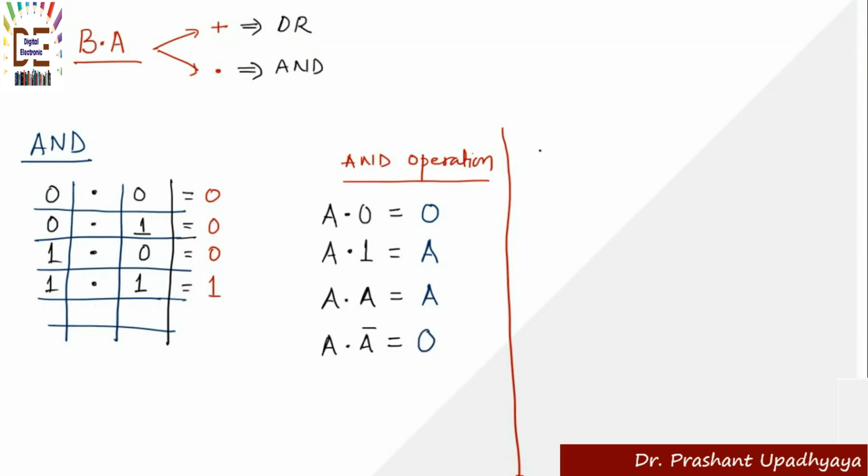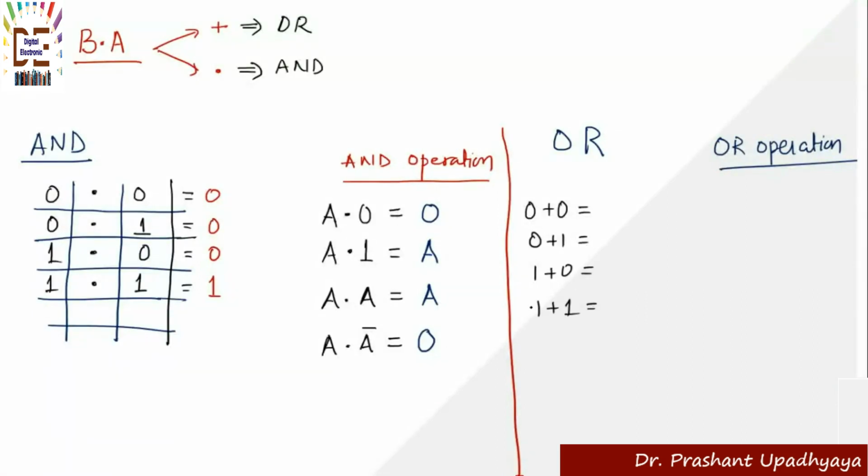Now similarly we will go for the OR operation. Whenever we are writing OR, we can write it in the form of 0 plus 0, 0 plus 1, 1 plus 0, 1 plus 1. So what will be my answer? 0 plus 0 is 0, 0 plus 1 is 1, 1 plus 0 is 1, 1 plus 1 is 1. So I will be getting the answer 0, 1, 1, 1.